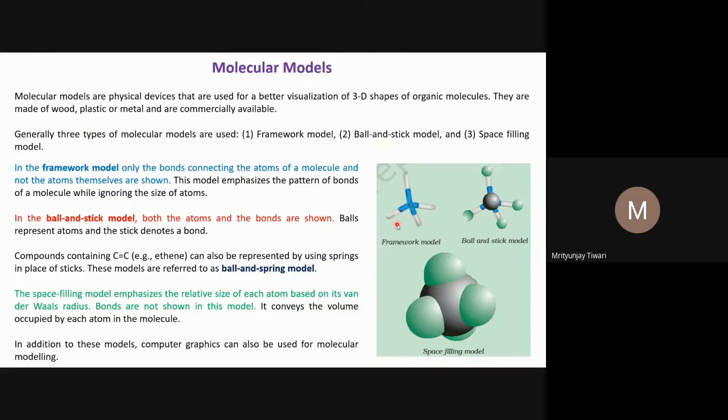There might be different colors one can use for different bonds, and using those representations, one can understand the three-dimensional structure of a molecule and can make the entire three-dimensional structure.